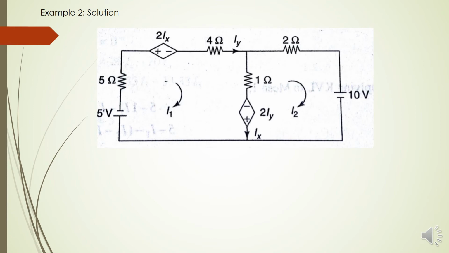So now we are assuming the direction of current. For mesh 1 I1, for mesh 2 I2. So mesh 1 current I1 can be called as Iy, as Iy is already flowing through the circuit. Mesh 2 current I2 is flowing into the common branch between mesh 1 and mesh 2. So Ix is equal to I1 minus I2.